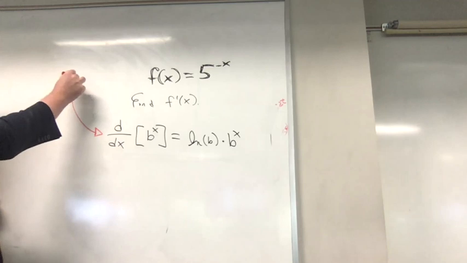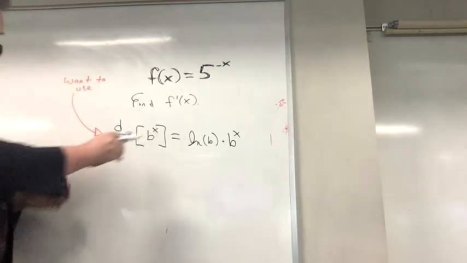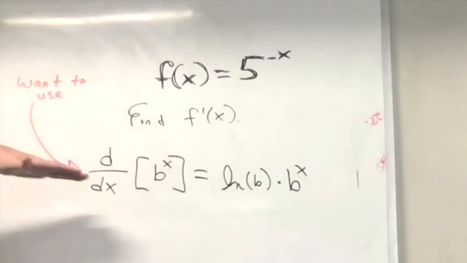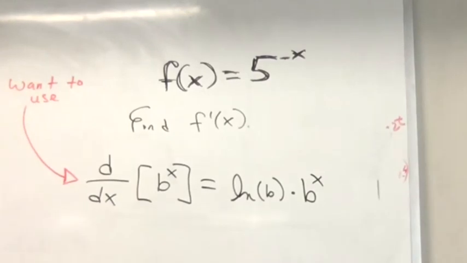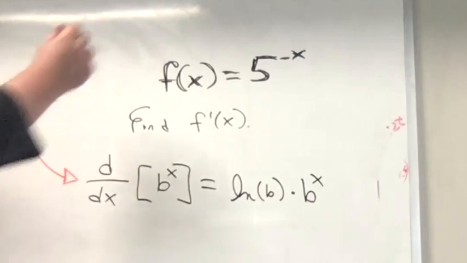Do you agree? But we cannot use that rule right away because our rule doesn't say raised to the negative x, it just says raised to the x. We have to rewrite this in a way, if we want to use this rule, we need to rewrite it in a way where we can apply this rule. So we need to rewrite algebraically.